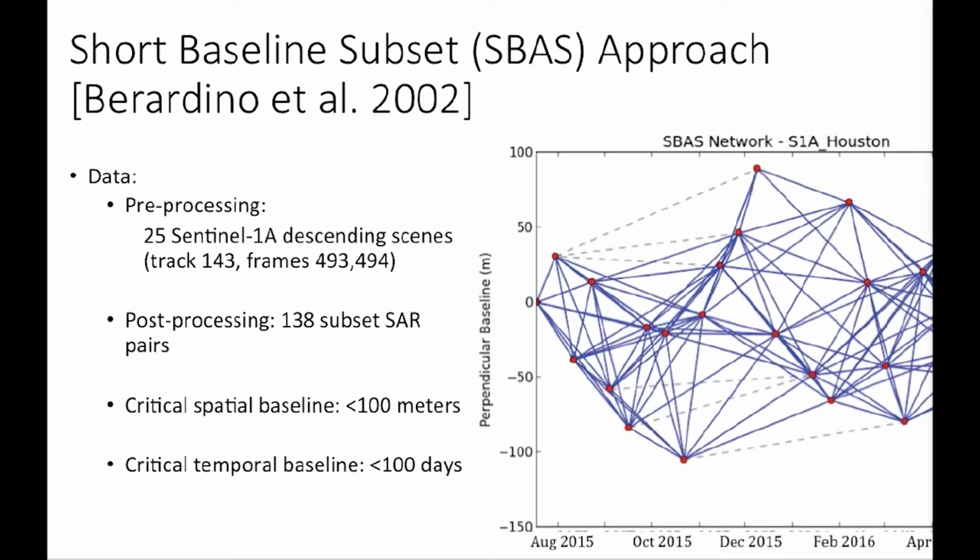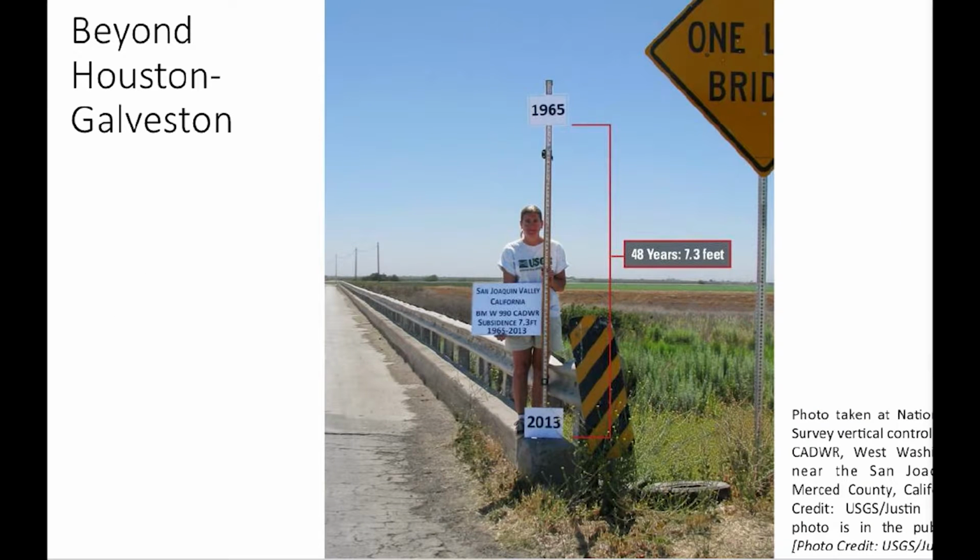But what's happening beyond Houston-Galveston? This is hydrologist Michelle Sneed of the USGS, and she was showing the amount of subsidence that has occurred in the San Joaquin Valley in California. As you can see here, over 48 years, from 1965 to 2013, we have 7.3 feet of subsidence, which is pretty extensive.